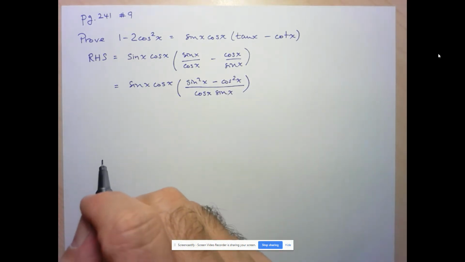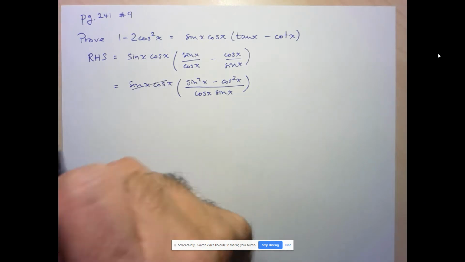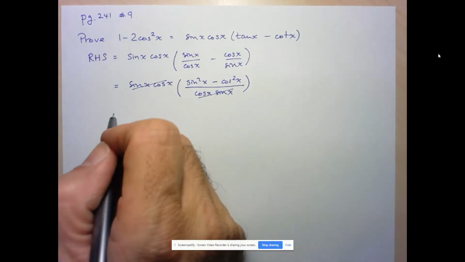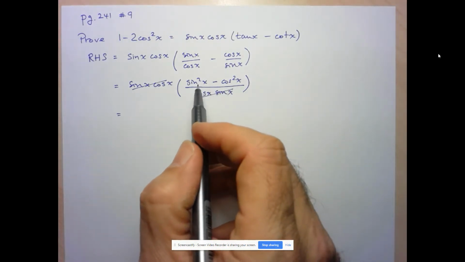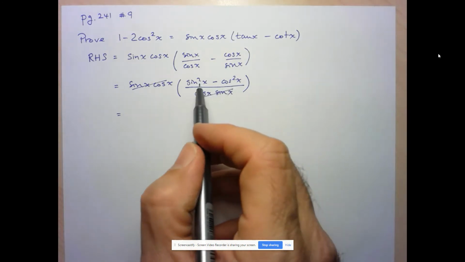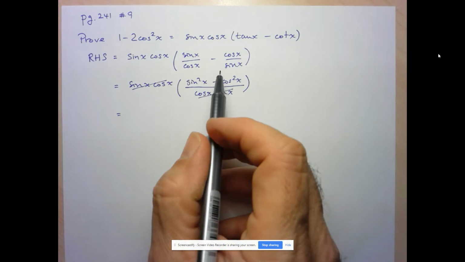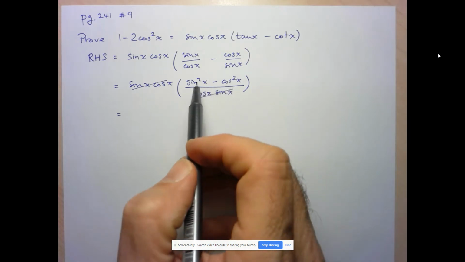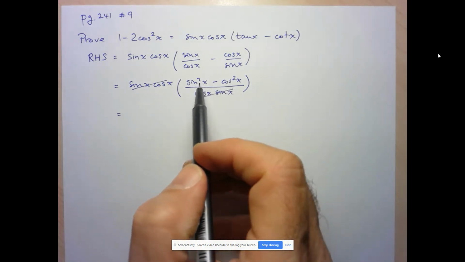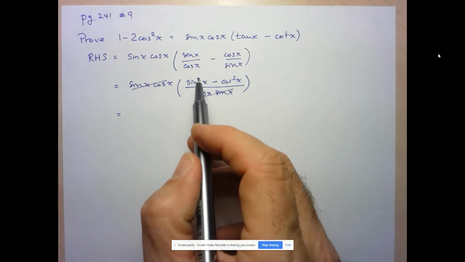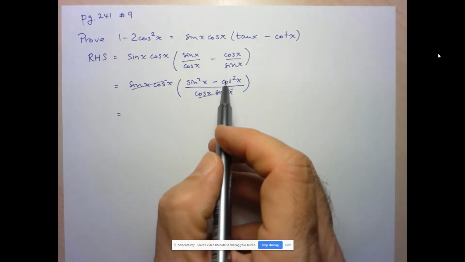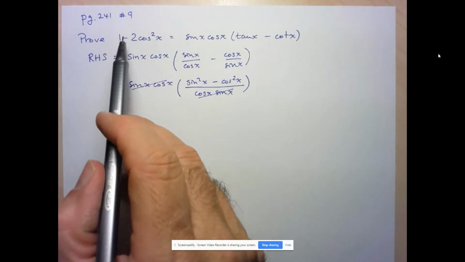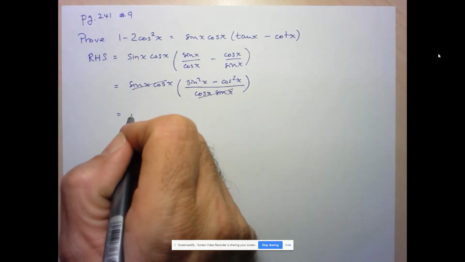I see something very nice, because these factors of sine x and cos x in the numerator reduce with the factors of sine x and cos x in the denominator. Now I'm left with sine squared x minus cos squared x. Before I do anything else, I'm going to take a look at the left-hand side. Here I see something else that looks a lot like the cos 2x formula, again with the expressions interchanged. Cos 2x is equal to cos squared minus sine squared, and it's also equal to 2 cos squared x minus 1.